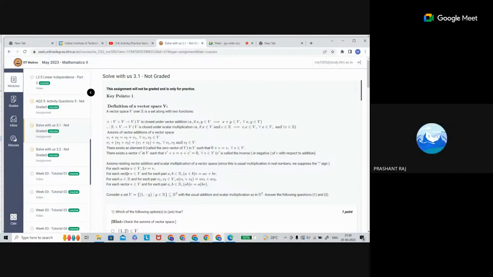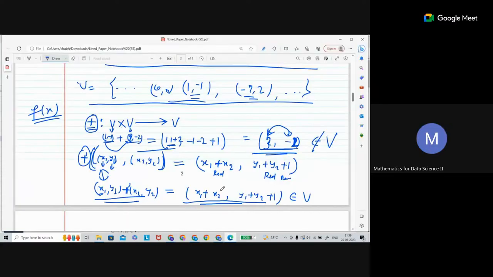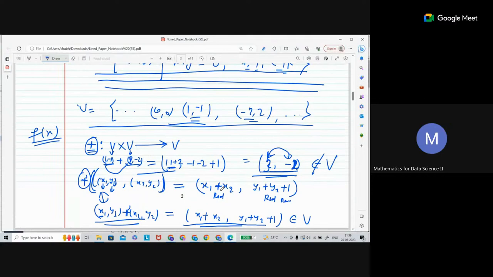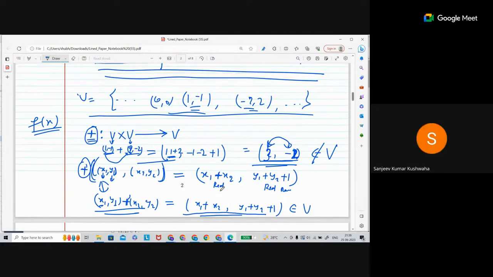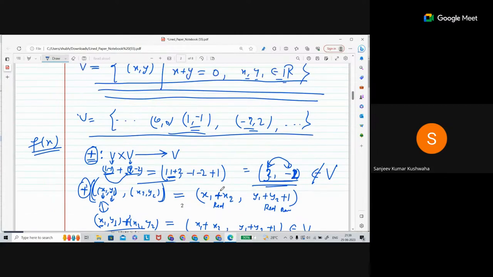Sir, ma'am has covered all this. So we are going out of time. If you don't understand the vector space, there is no meaning in talking about the subspace, because a subspace is nothing but a subset of the vector space. With the same operations, it should be a vector space. That's all. Sir, do we have the solutions of these activity questions?